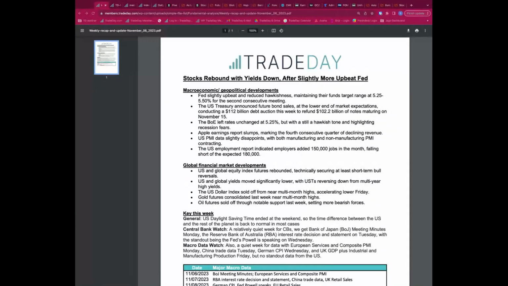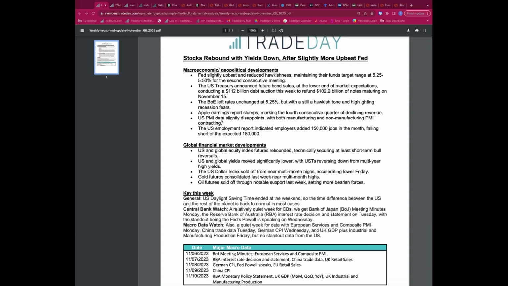So given that, let's look back and look forward. We'll run through the articles we published from Trade Day, and look at some of the articles from the major news wires. I'm going to park looking at the charts today. We'll just look at what we've got coming up for the week. So, looking back before we look forward.